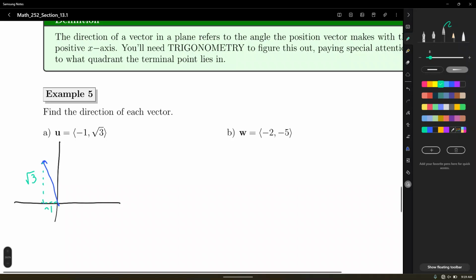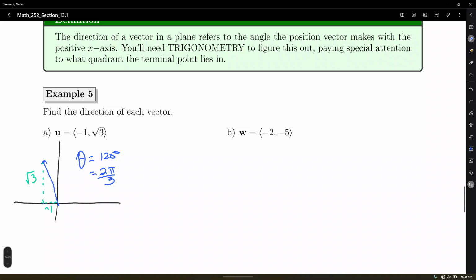Doesn't that look like one of those special triangles from trigonometry? We can see what the angle is. Isn't that 120 degrees? Just go with that. Theta equals 120 degrees, or 2π/3. In some cases we will go with the radian form, or in some cases with degree mode.